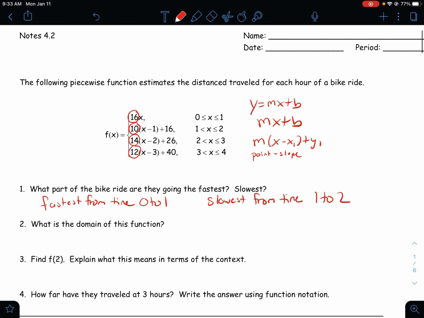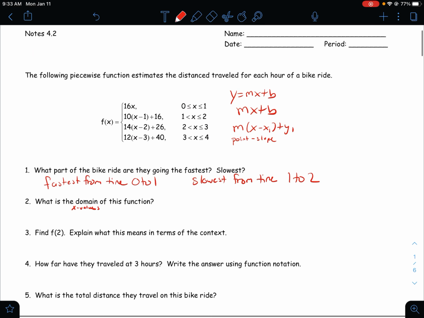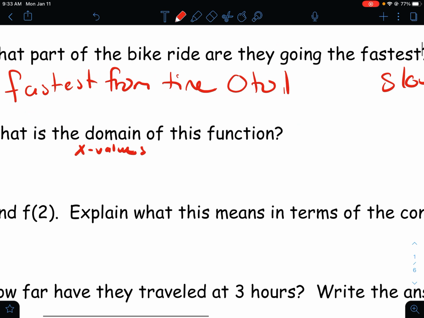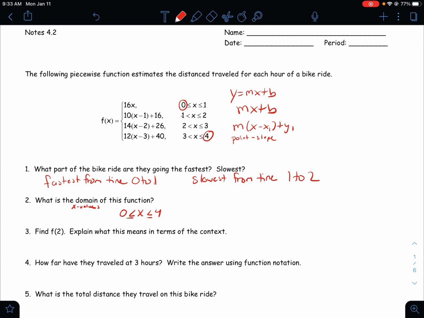And then it asks you, what is the domain of this function? So the domain, if you forgot, is essentially the x values. All right, what x values are defined by this function? In this case, our x values that are defined by this function are going to go from 0 to 4, and everything in between. You can see that 1, 2, 3, 4 are all defined. So the domain is going to be x is less than or equal to 4, greater than or equal to 0.